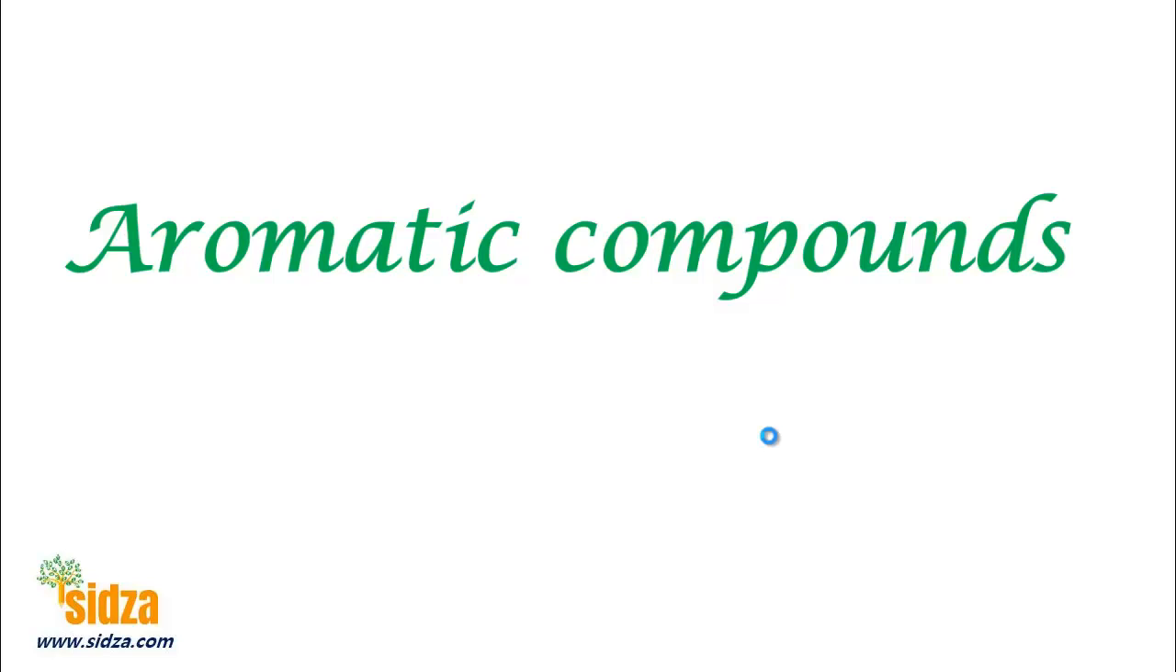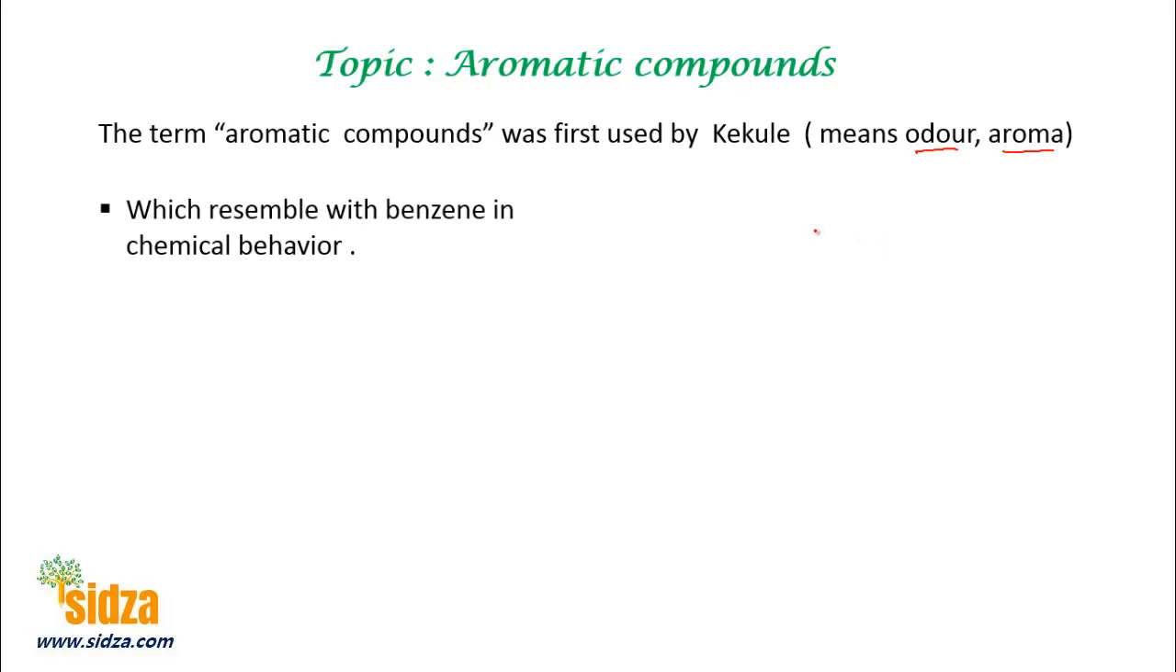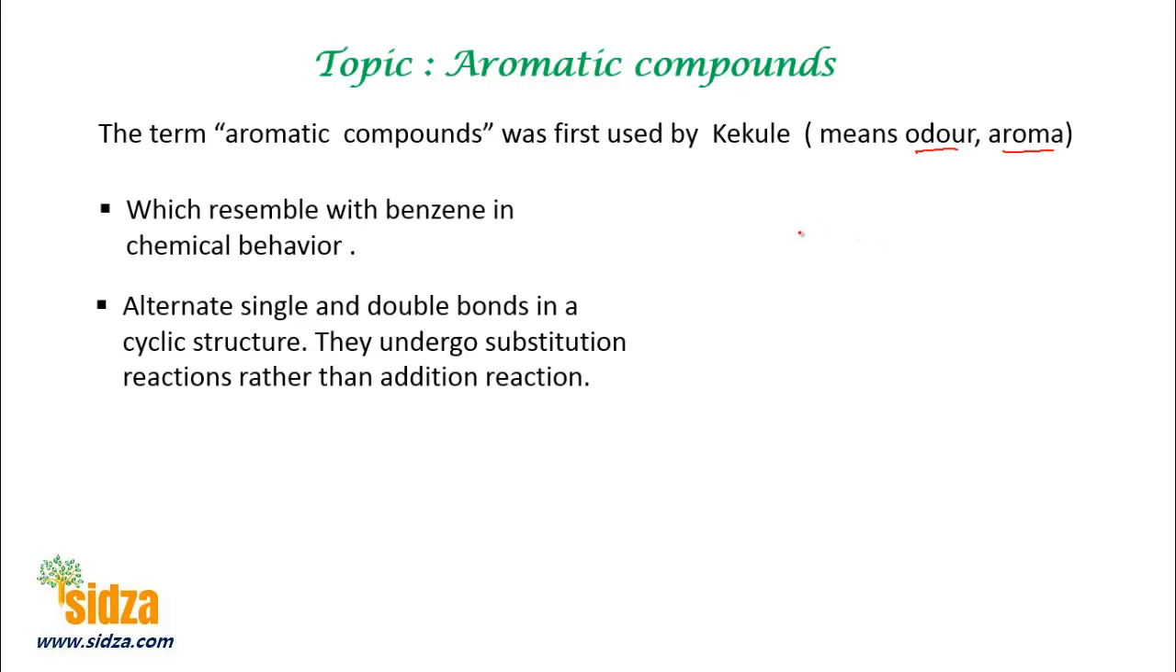What are aromatic compounds? The term aromatic compound was first used by Kekulé, which actually means odor or aroma. The compounds which resemble benzene have a characteristic smell. That's why this term aromatic compound was used.